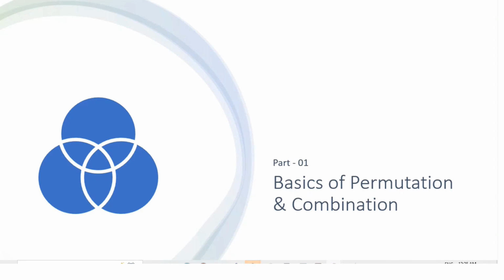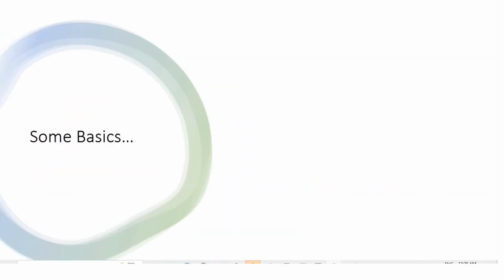Basics of permutation and combination. So if we start with certain basics, the most basic rule of this chapter is the factorial. So what is n factorial? N factorial is basically denoted by n, n minus 1, n minus 2, n minus 3.